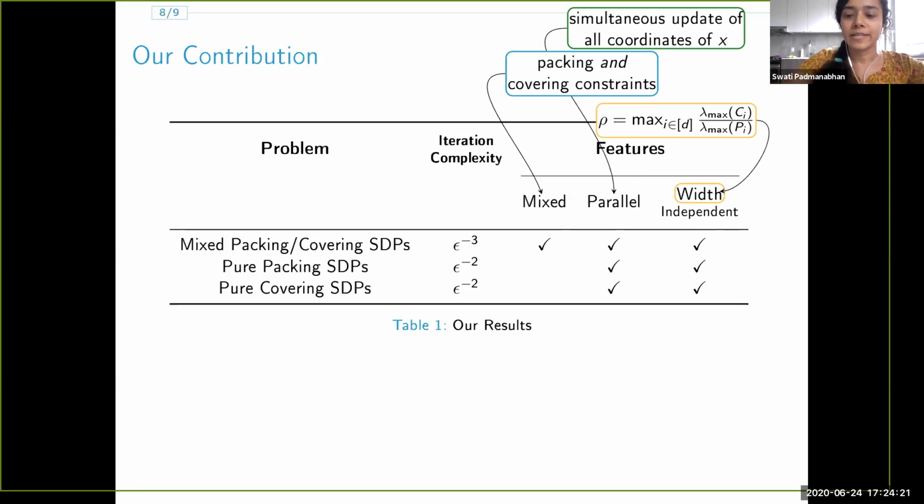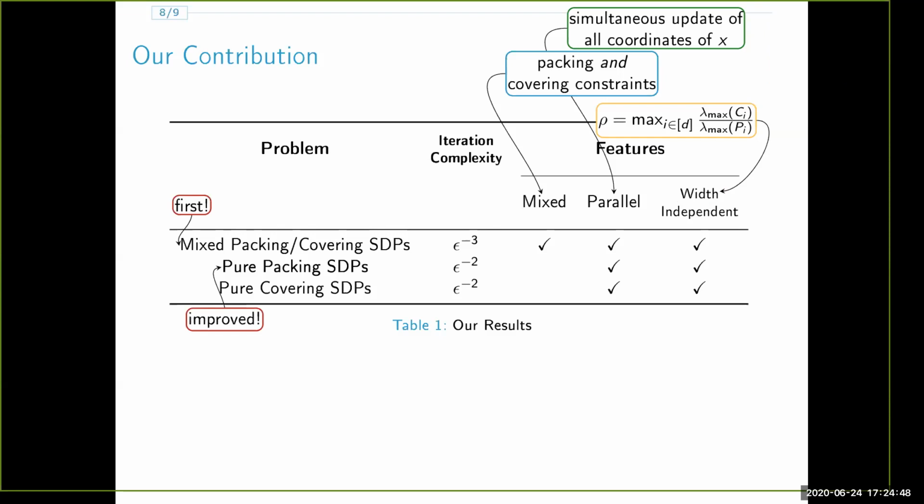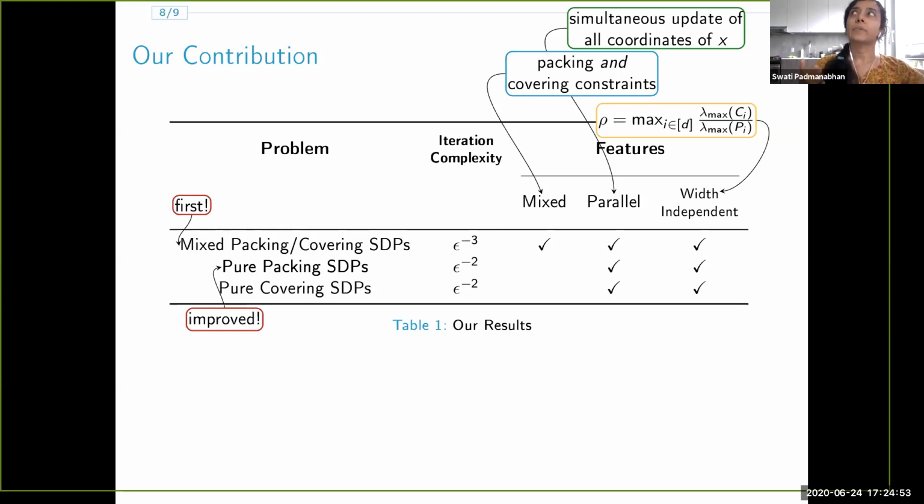With these definitions in mind, here are our contributions. We give the first algorithm for solving mixed packing covering SDPs that is parallel and width independent. Our iteration complexity is epsilon to the -3. When we specialize our algorithm to the case of pure packing SDPs, we improve upon the previous best result for this problem. The previous best result was by two separate teams of researchers, Allen-Zhu and Orecchia, and Peng, Tangwongsan, and Zhang, both in 2016.